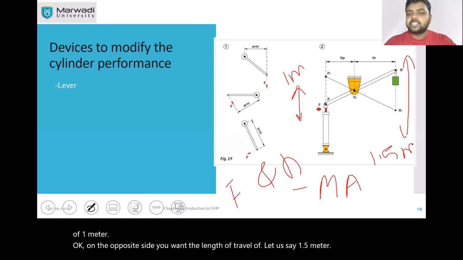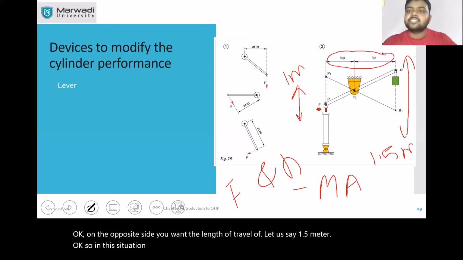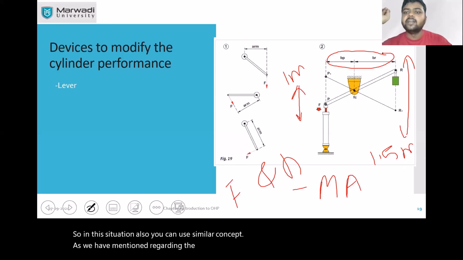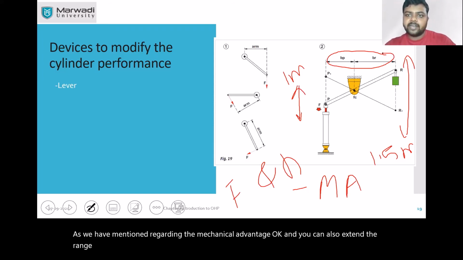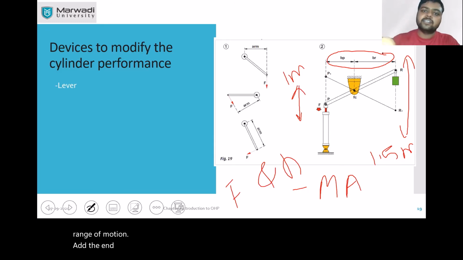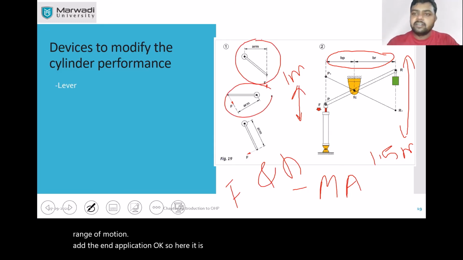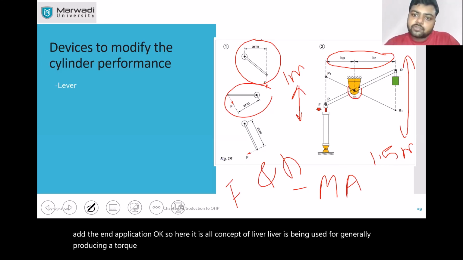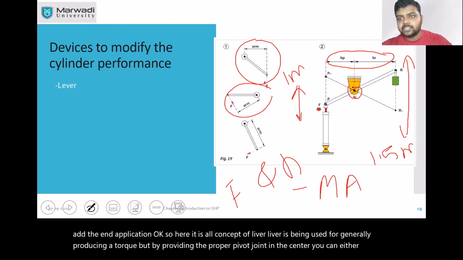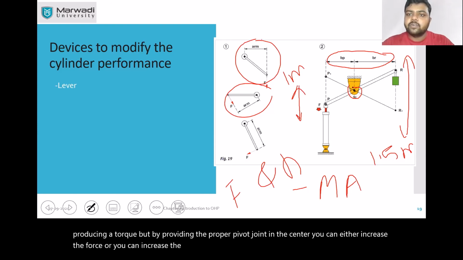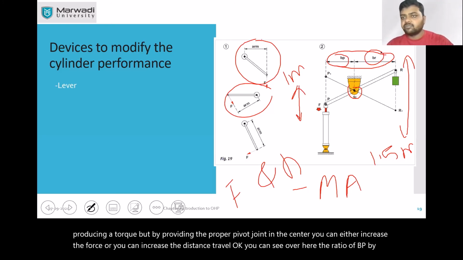Okay, so in this situation also you can use a similar concept as we have mentioned regarding the mechanical advantage. You can also extend the range of motion at the end application. So here it is all the concept of a lever. A lever is generally used for producing a torque, but by providing the proper pivot joint in the center, you can either increase the force or increase the distance traveled. You can see over here the ratio of BP by BR is playing a vital role in increasing the force or the movement.